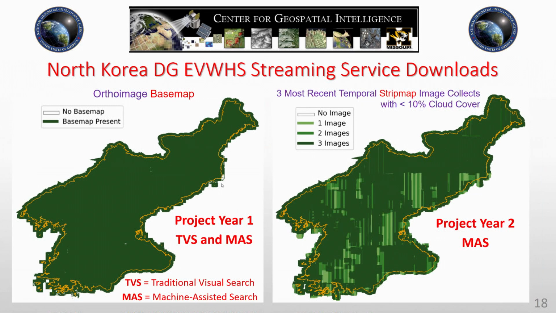So in project year 1, we used the ortho image base map for both the traditional visual search and the machine assisted searches. And then in project year 2, we repeated what we did in project year 1, but only for the machine assisted searches using the strip map imagery for the inference. Now, again, the visual searches were done only on the base map because they're cloud free, high guarantee of coverage. And so that's why we use them for the visual searches. But machine assisted searches were done in both years, but again, with different imagery sources for the inference.